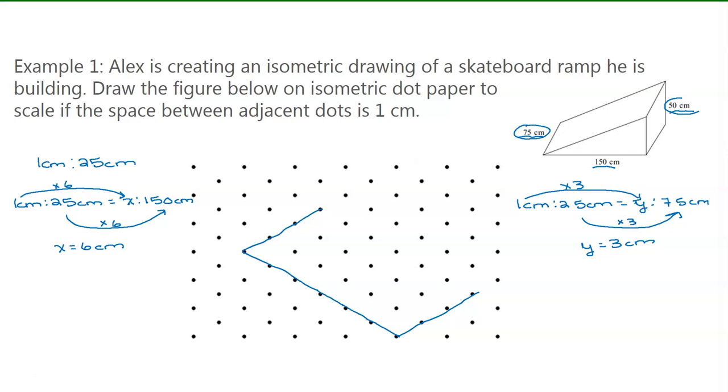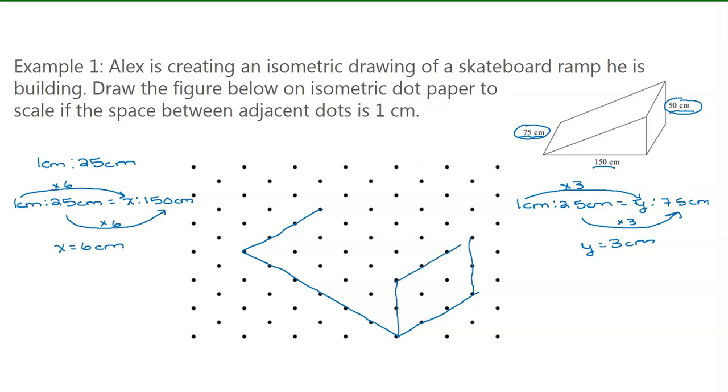Now let's look at the height. It's 50 centimeters, so I can set up a similar ratio proportion, or I can just think about this. If 1 centimeter corresponds to 25 centimeters on the ramp, then 2 centimeters in the diagram is going to correspond to 50 centimeters on the ramp. So I'm going to draw a height of 2 centimeters.